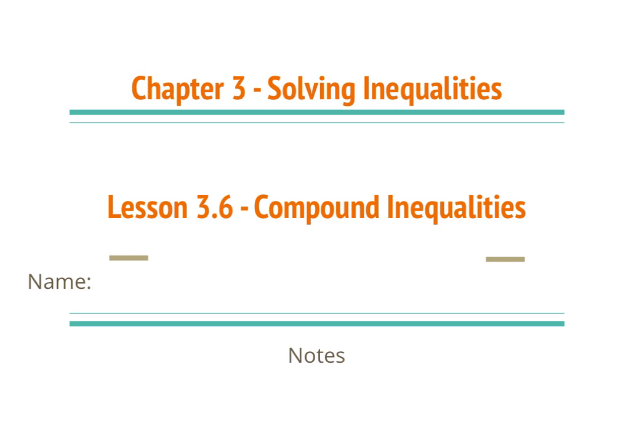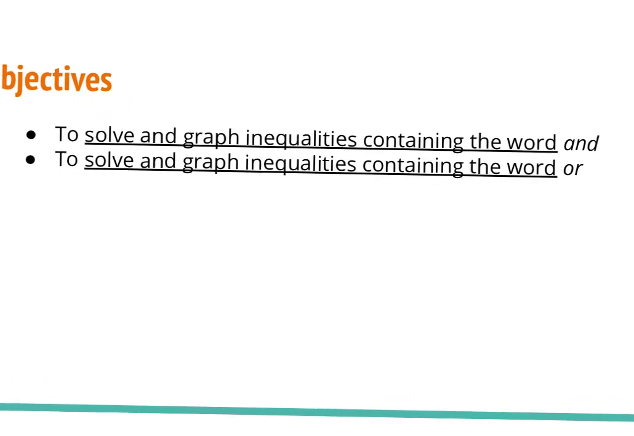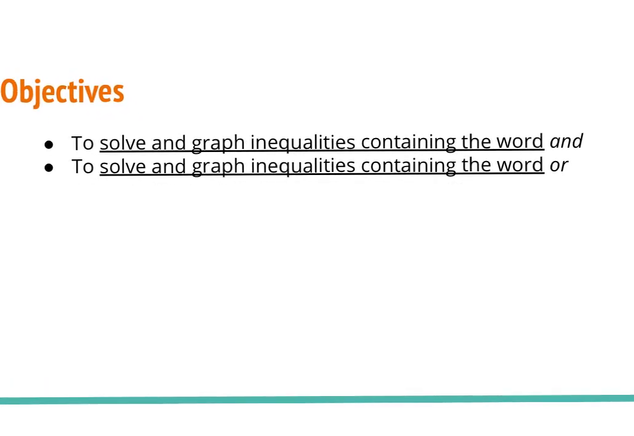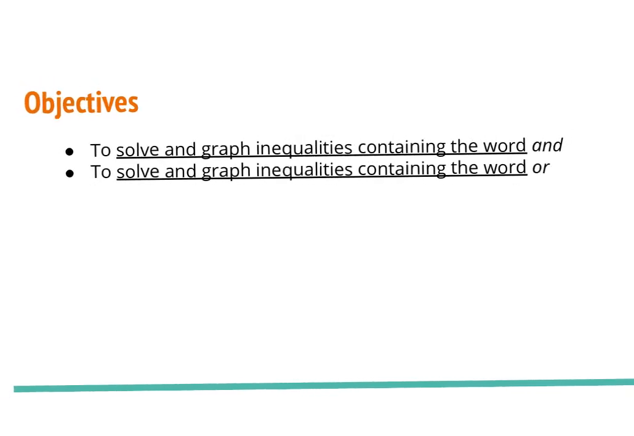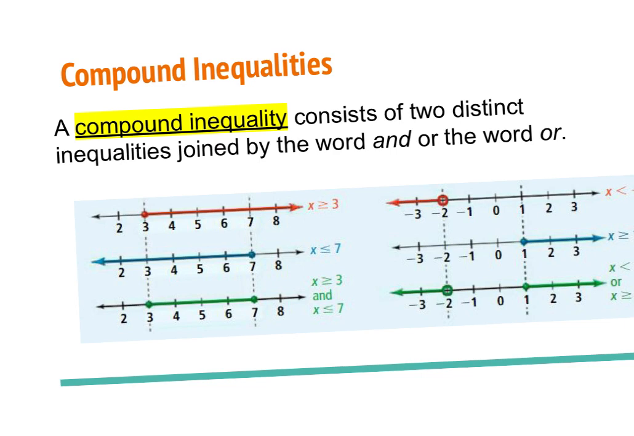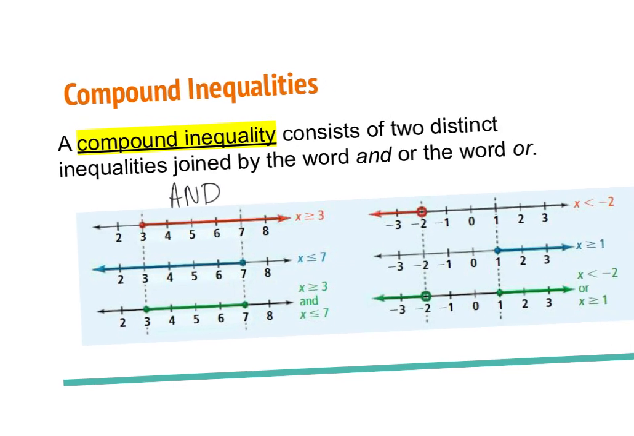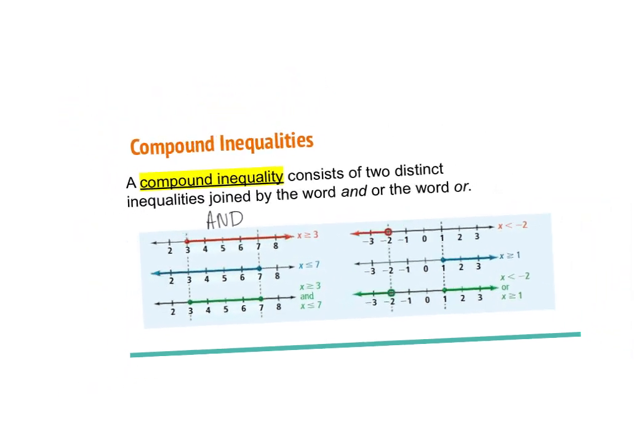Okay, this is chapter 3, lesson 3.6, compound inequalities. Our objectives here are to solve and graph inequalities containing the word and, and to solve and graph inequalities containing the word or. A compound inequality consists of two distinct inequalities joined by the word and or the word or. Our first example is an and inequality, and our second example is an or inequality.